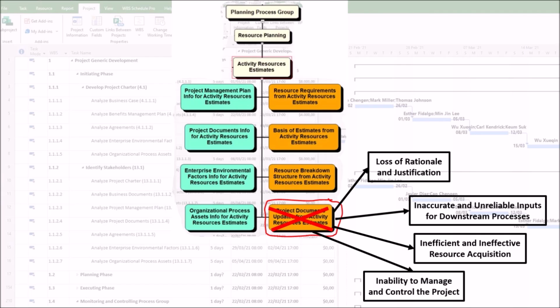4. Inability to manage and control the project. A project manager cannot control what they have not properly defined and documented. The problem here is the lack of a clear baseline for resource usage. When resources are over-allocated or underutilized, the project manager has no documented plan to identify the problem. As a consequence, resource conflicts and bottlenecks are discovered only when they cause a crisis, such as two critical tasks needing the same person at the same time. This forces reactive firefighting instead of proactive resource leveling and smoothing.